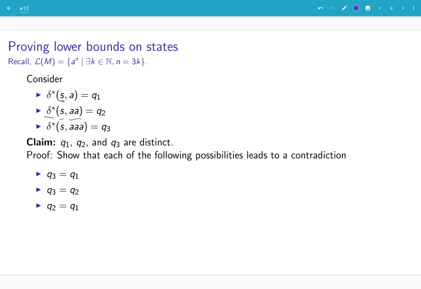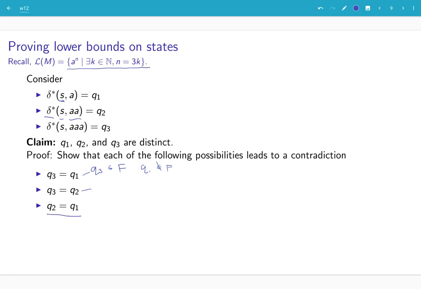So suppose that Q3 is equal to Q1. Well, that's a problem because I want Q3 to be accepting, right? Because AAA is an element of this language. But Q1 should not be accepting because the string A is not an element of the language. So that's a contradiction. We can't have a state that is accepting and non-accepting. And with the second case, it's the same thing. So I want Q3 to be accepting, but Q2 to be non-accepting.